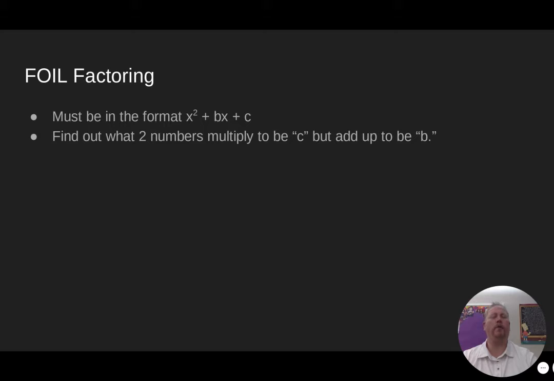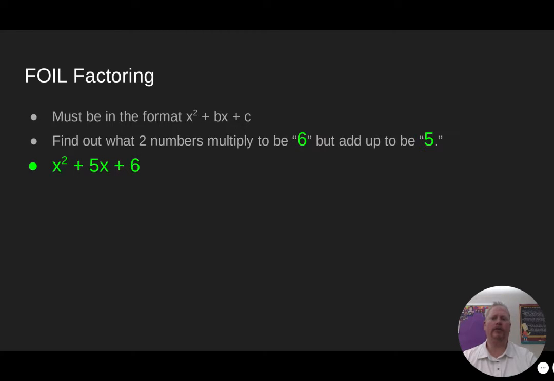So what we want to do is find out what two numbers multiply to be c but add up to be b. So take a look at this, for instance. I'm looking for what two numbers can multiply to be 6 but add up to be 5. So let's think about that. What two numbers can multiply to be 6 but add up to be 5? So let's see, what numbers multiply to be 6? Well, 2 and 3. 2 and 3 add up to be 5. So that's our numbers, 2 and 3. So what we do is we write our answer as x plus 2 times x plus 3.